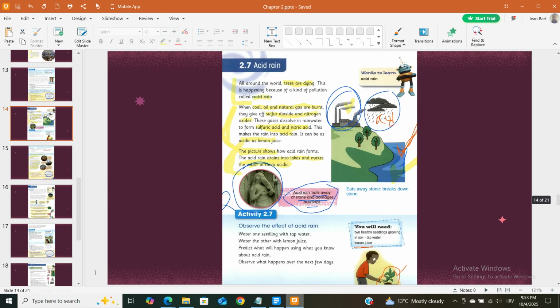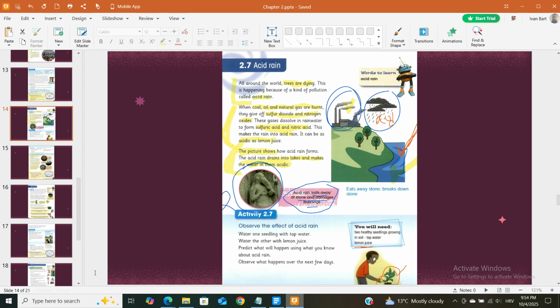2.7 Acid rain. All around the world, trees are dying. This is happening because of a kind of pollution called acid rain. When coal, oil and natural gas are burnt, they give off sulfur dioxide and nitrogen oxides. These gases dissolve in rainwater to form sulfuric acid and nitric acid. This makes the rain into acid rain.